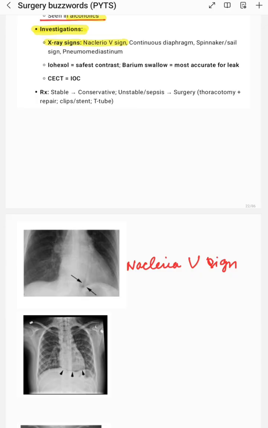Now we have to remember that the investigation of choice is CECT. For most abdominal cases, the investigation of choice is CECT. And the safest contrast is iohexol. For a leak, actually there is this perforation, so barium can be harmful. If it goes into the mediastinum, it can lead to mediastinitis, so we are not preferring it. We are using iohexol, which is safe. But if they ask for the most accurate test for a leak, and typically mention this line, then we can answer barium swallow, but we are not using it.